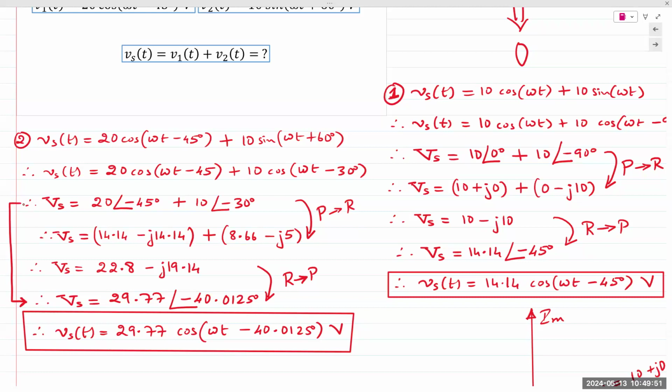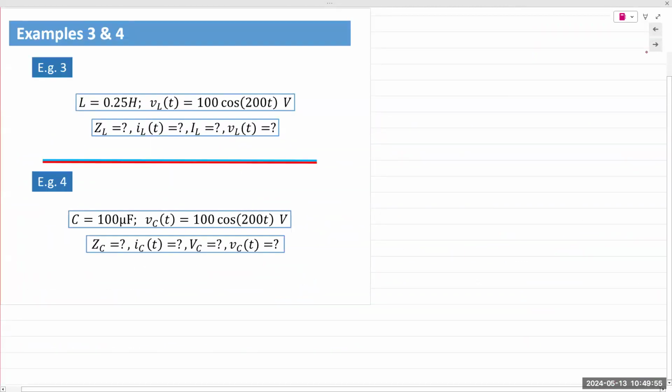Okay. All right, example numbers 3 and 4. So the first 2 examples we looked at were looking at sources, meaning voltages and currents. Examples 3 and 4 look at components. We're looking at an inductor in example 3 and a capacitor in example 4, but the steps are exactly the same for both of them.